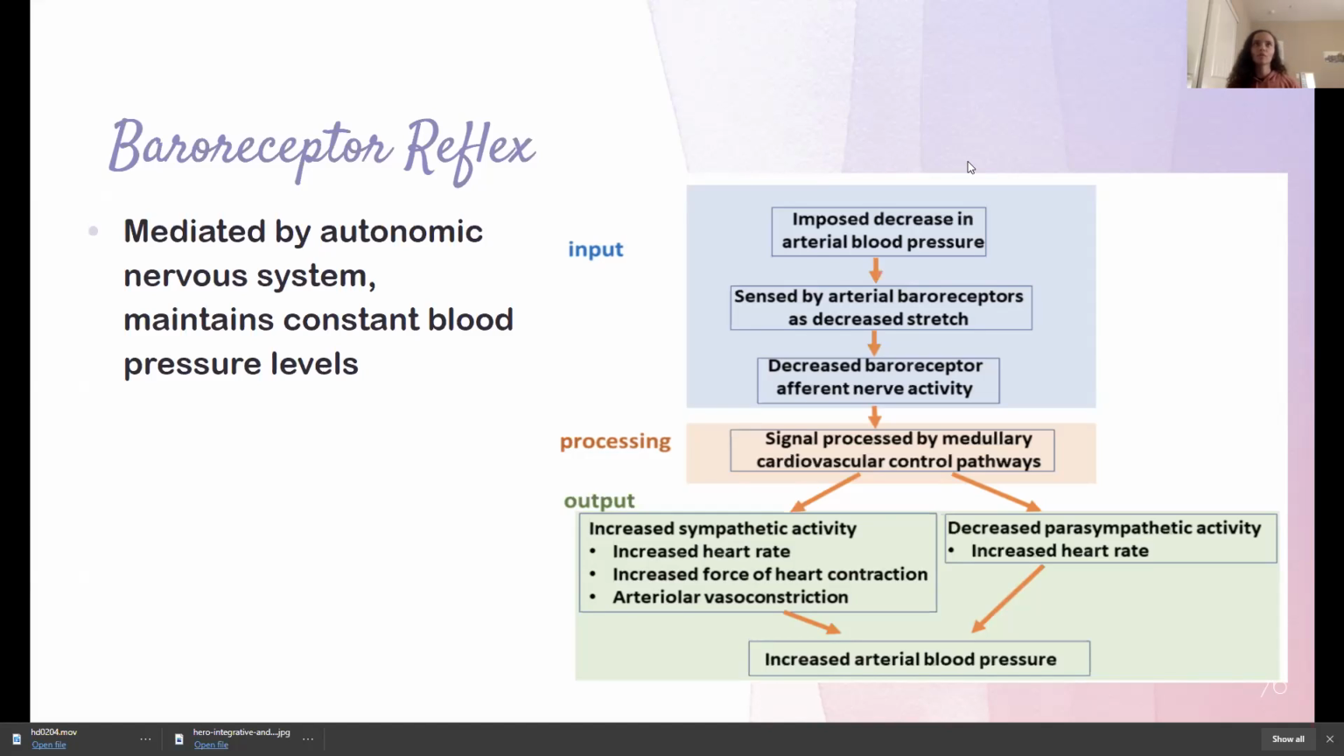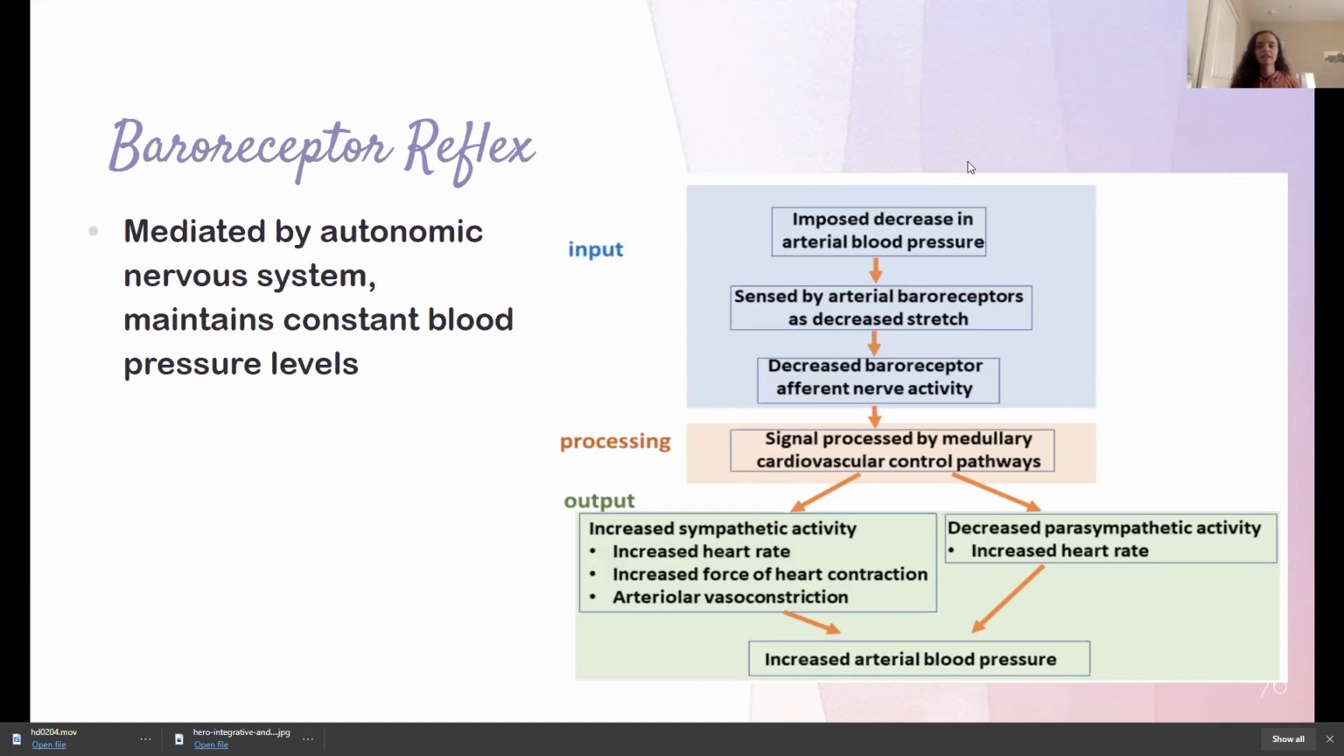So imagine, for example, you are walking down the street and all of a sudden you get attacked by a bear or something. That's going to trigger an increase in the sympathetic nervous system, and it's going to drive your blood pressure up, and that happens through the baroreceptor reflex. The carotid and the aortic baroreceptors will stretch, and that'll signal to the medulla oblongata that we need to increase the blood pressure. That will then trigger an increase in sympathetic activity.